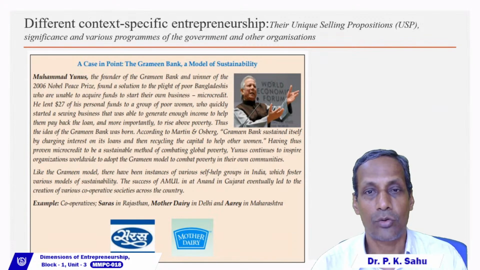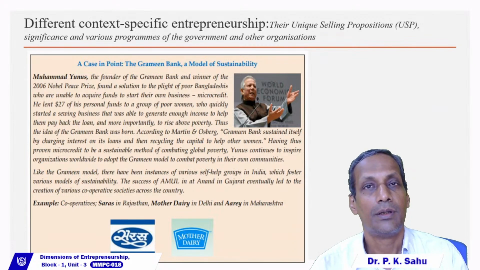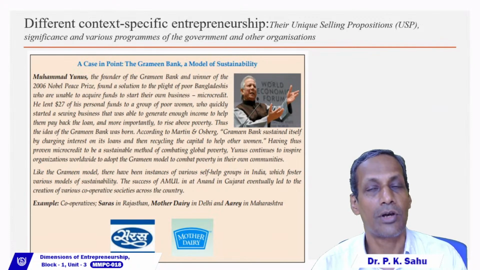According to Martin and Osborne, Grameen Bank sustained itself by charging interest on its loans and then recycling the capital to help other women. Having thus proven microcredit to be a sustainable method of combating global poverty, Yunus continues to inspire organizations worldwide to adapt the Grameen model to combat poverty in their own communities.